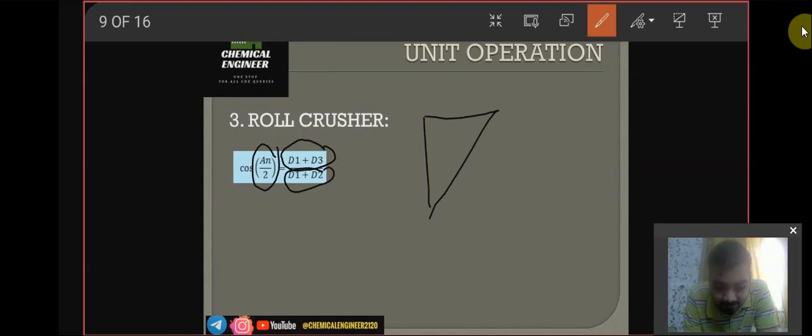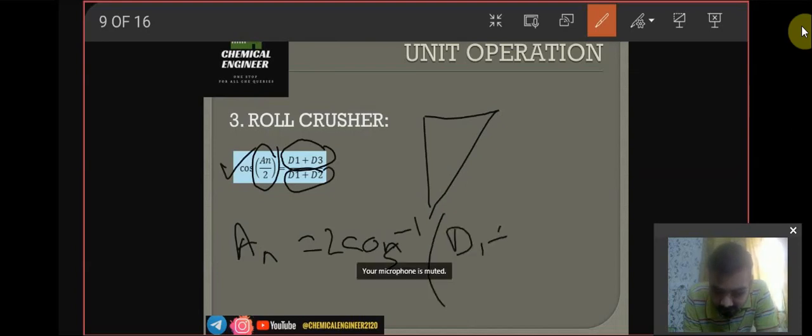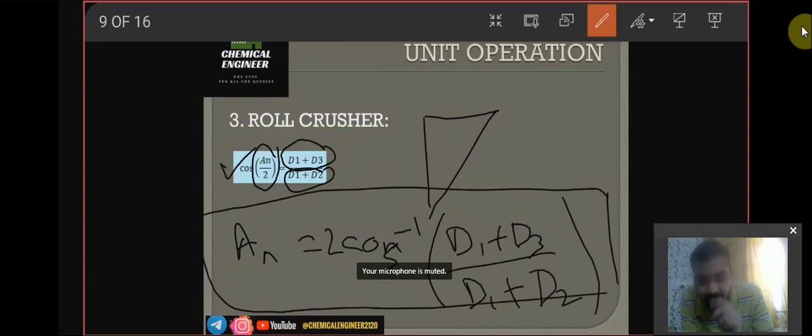GATE asks this question: what is the angle of nip? You can find it as 2 times cos inverse of (D1 plus D3) divided by (D1 plus D2). This is how you can find the angle of nip.